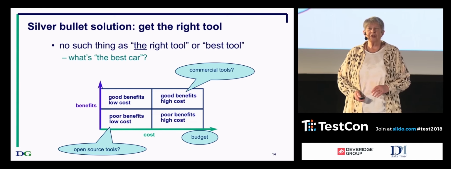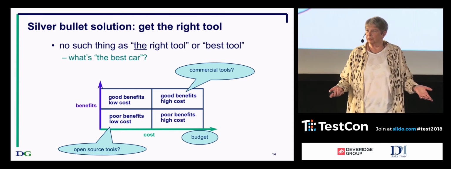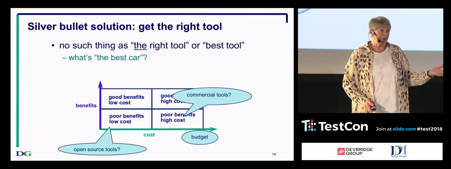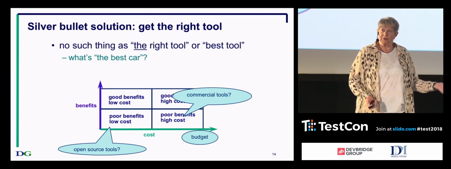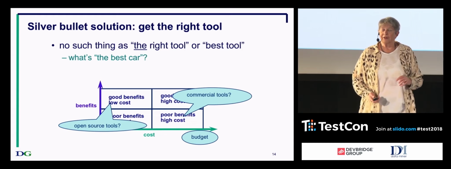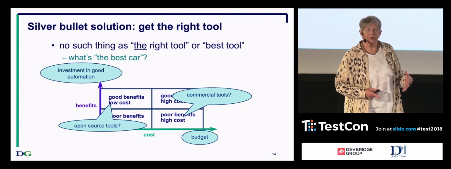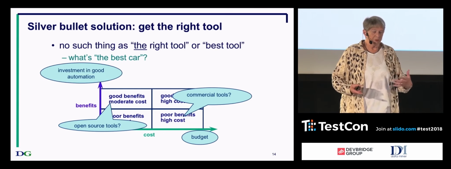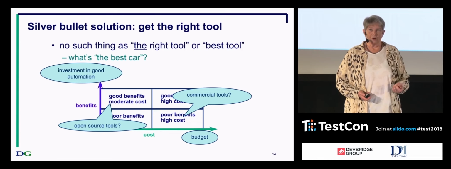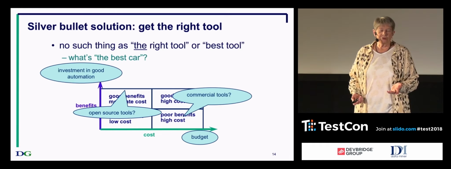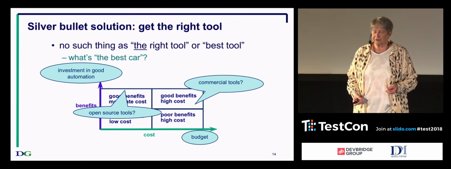But I have seen organizations where they've got commercial tools and they paid a lot of money, but they didn't get good results. And I've seen many organizations where they've got open source tools, so they didn't pay a lot, and they got good results. The key is to invest in the automation itself and make that of better quality. We should perhaps say moderate cost rather than low cost. And if you do that, then whichever type of tool you've got, you will get better results.